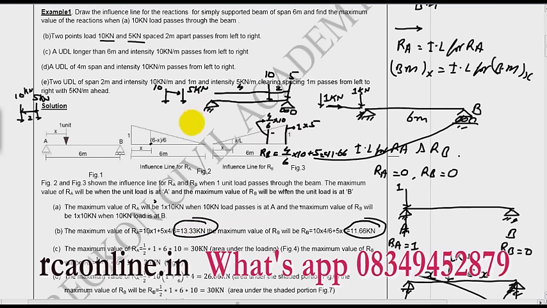So if you see again, RB will experience maximum reaction when 5 kilonewton is at the RB and 10 kilonewton is 2 meter away. So this is the maximum condition to get RB, and for the value you just simply put this point, transfer these points on the influence line and multiply by the respective load, you will get the value. Now come to the third problem.